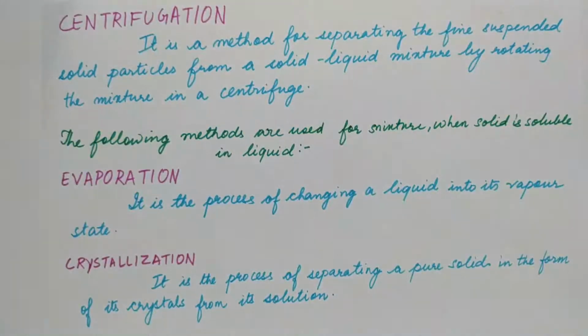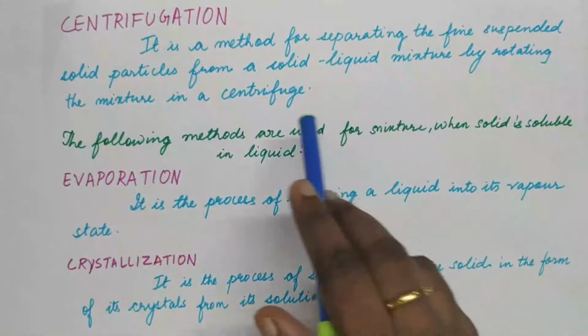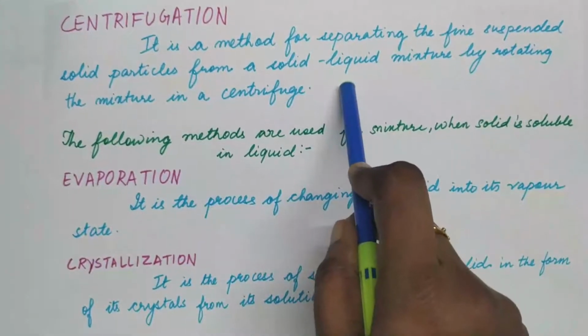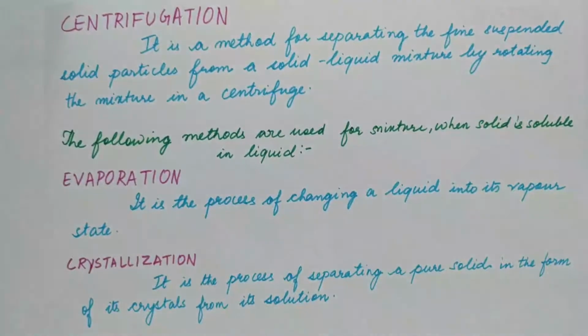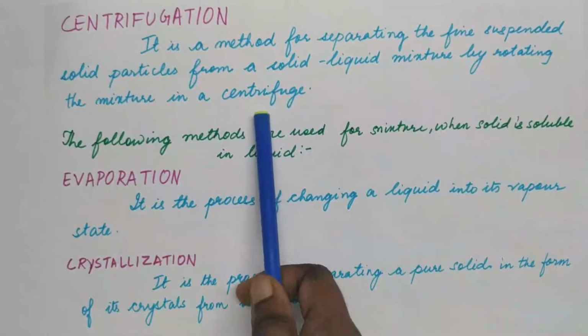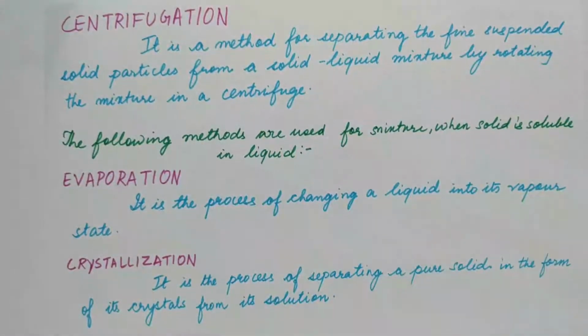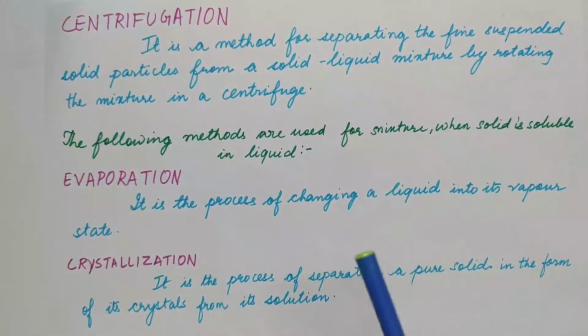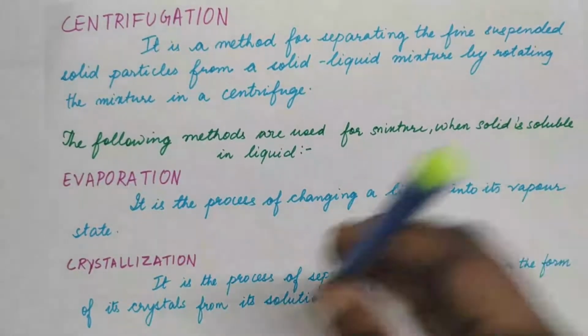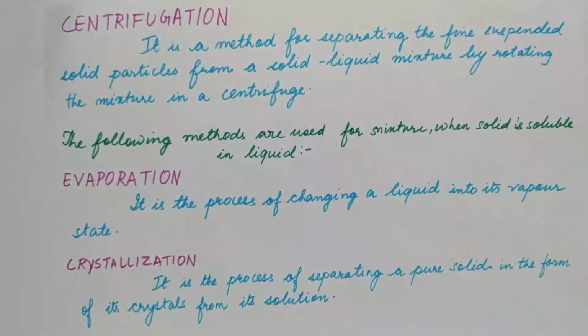Our next method is centrifugation. Now centrifugation is a method of separating the fine suspended solid particles from a solid liquid mixture by rotating the mixture in a centrifuge. That's a particular kind of machine, the centrifuge, which is used to rotate the liquid solid mixture at a very high rate. Also sometimes you might have seen, when the cream is churned vigorously in the mixers, the fat floats on the top as butter, and you can easily remove it. So when we are rotating this solid liquid mixture at a high speed, we call that centrifugation.